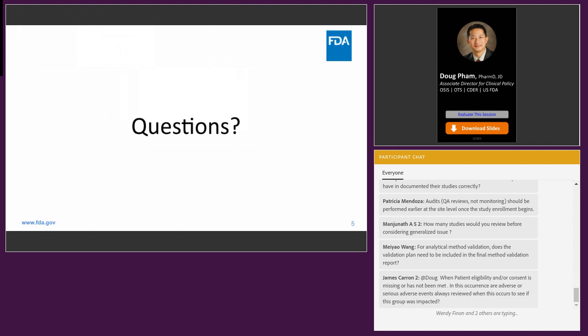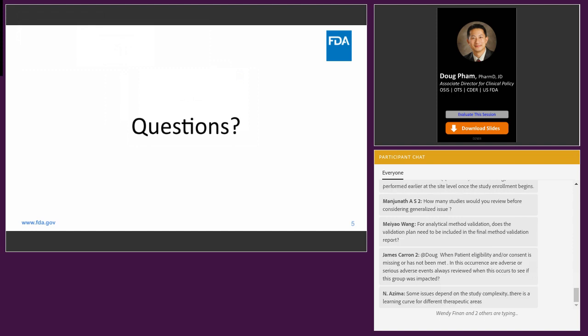How many studies would you review before considering a generalized issue? It depends, right? It depends on the site. They may have only done one, and that's meaningful, or they've done hundreds, and then maybe we'll take a lot more. I don't think there's a number, because it's going to be relatable to the issue that we're finding, and then the pattern and practice of that particular issue.